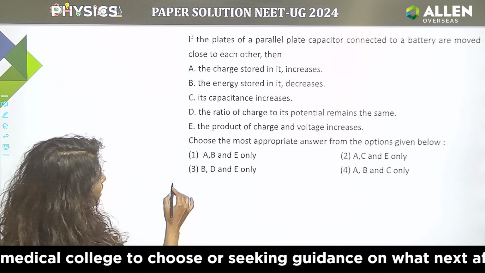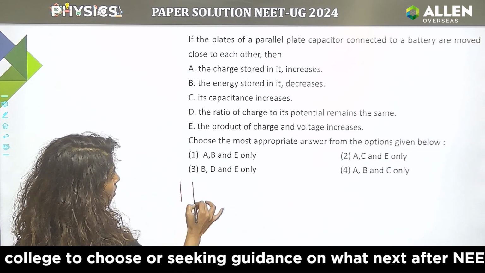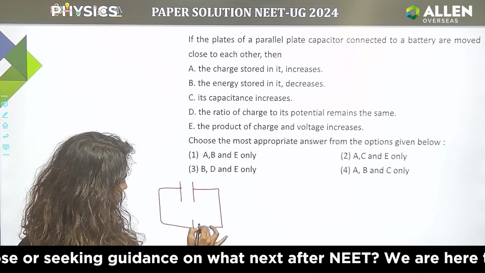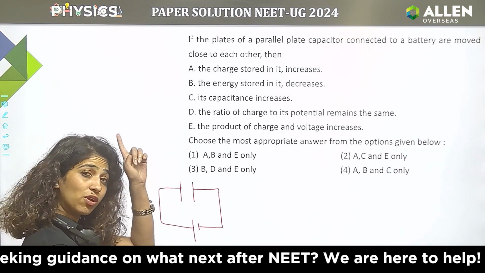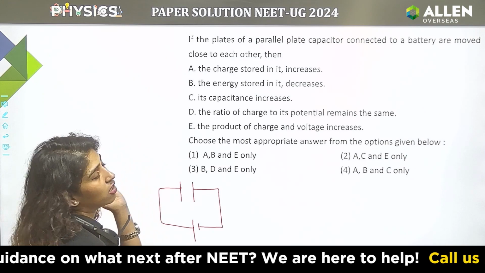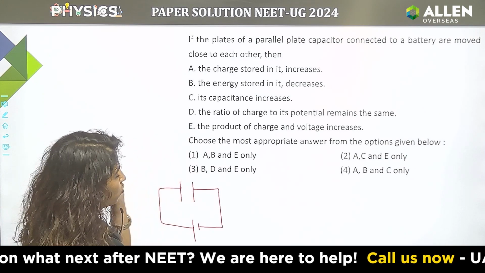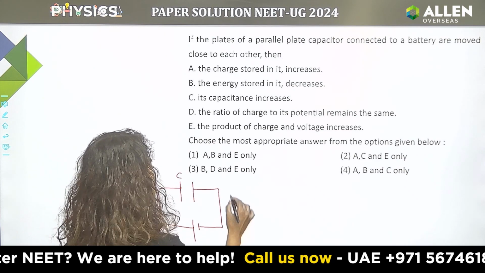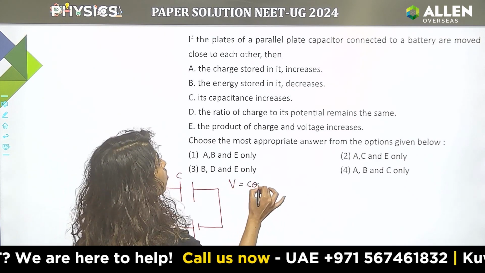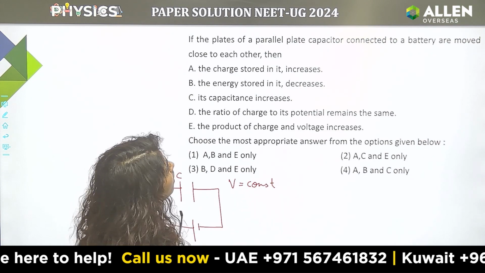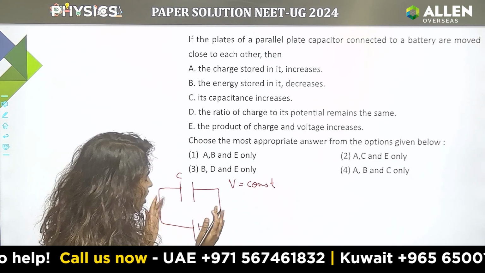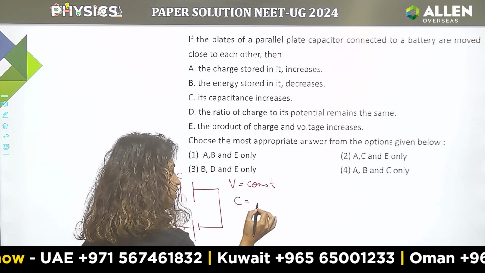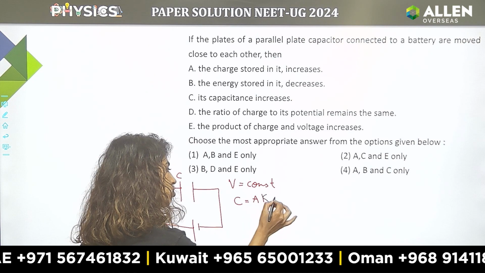Okay, next question. There is a parallel plate capacitor connected to a battery. You can see this is the second question on capacitors. If it is connected to a battery, potential difference is going to remain constant. And they are saying that the plates are moving close to each other. Yes. So capacitance is equal to A K epsilon naught upon d.